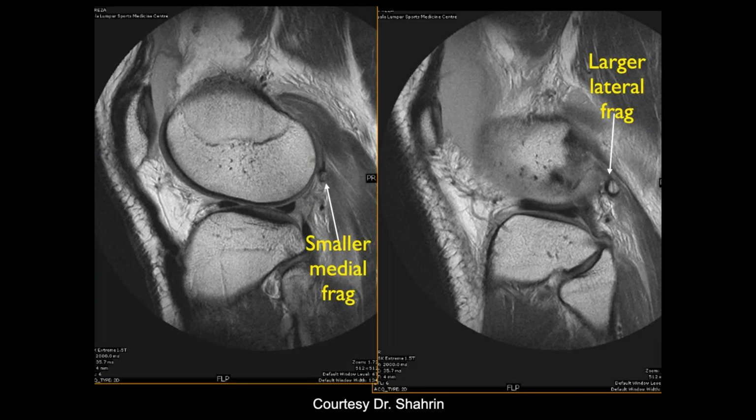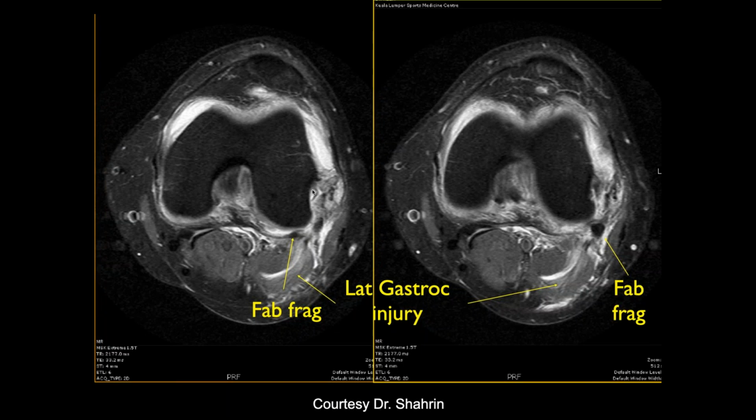Here you can see the larger component on the MR scan and the smaller component on the MR scan here. And then on the axial images, you can see the two fragments. This would be very difficult to see. It's pretty easy on the plain films, but on the MR scan, I think it'd be easy to overlook this.